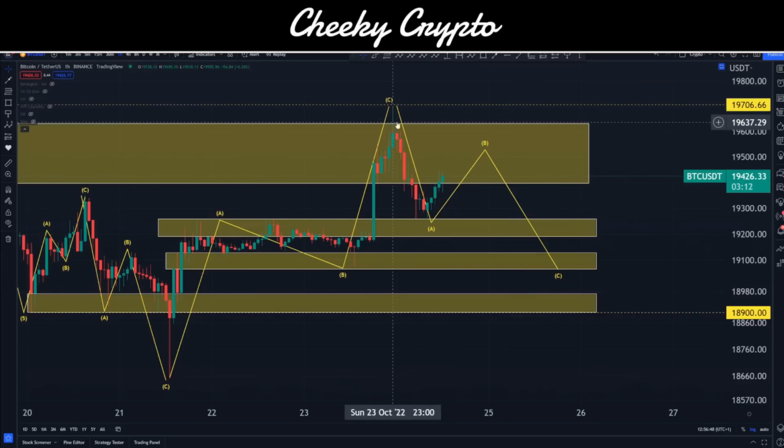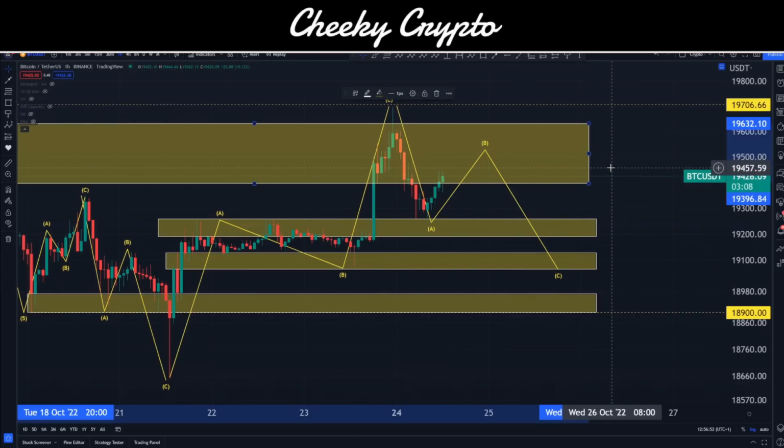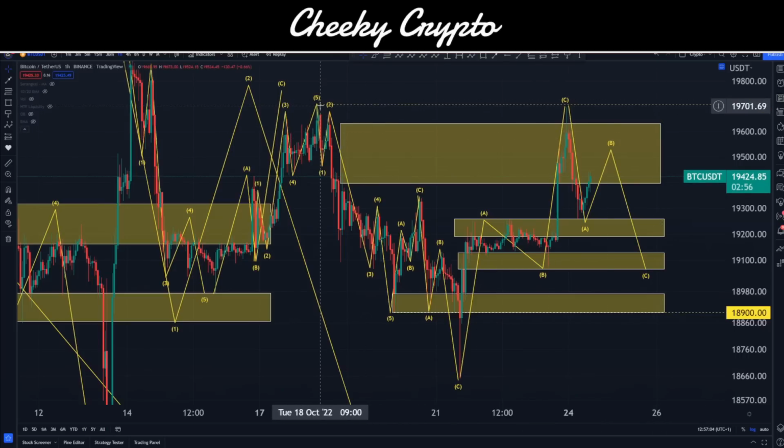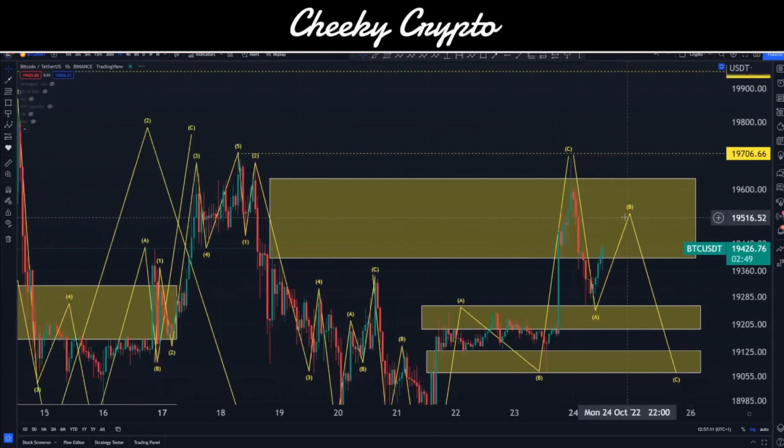But essentially we come up here, we hit this higher range into this yellow box area that we've been talking about for the last week or so, basically 19,396 to 19,632, with the upper area of 19,706 being the area that had to hold. As you can see, this is the origin of our 5-wave drop, and this is where we've just gone up to, but not across.